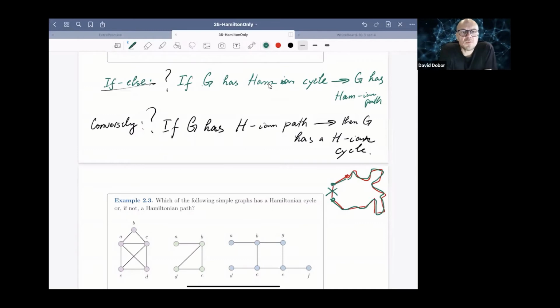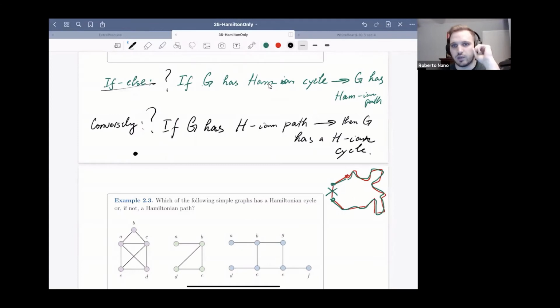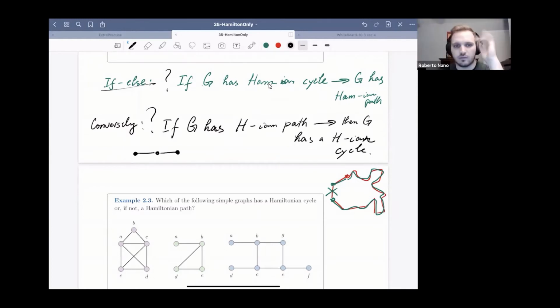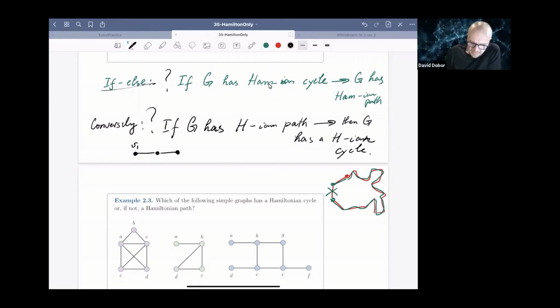However, is the converse true? No. Why? Because we don't know if the last vertex can be connected with the one that the path started from. Okay, so let's give a counterexample. It's much simpler. It's not necessary that it connects. So here's some graph on 3 vertices.